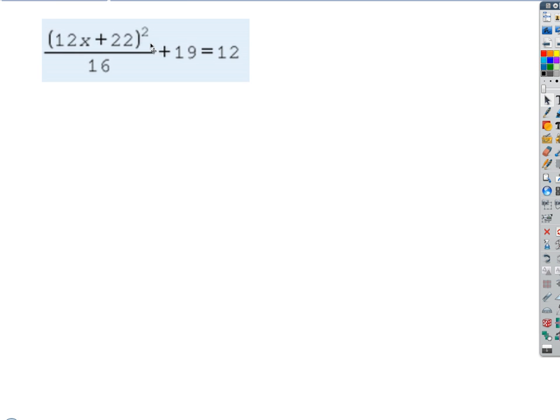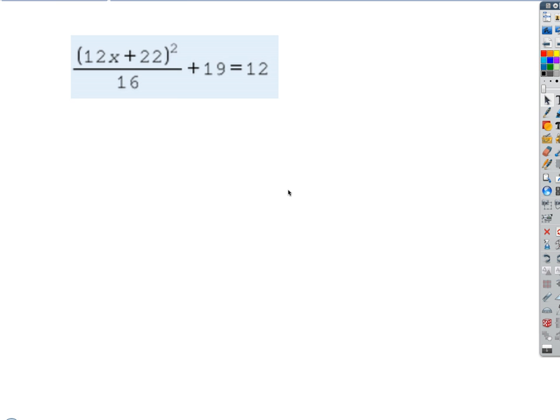Okay, what about one like this? What's our strategy for solving this? Minus 12. Yes, we're going to isolate x, aren't we? Single x, so all we have to do is isolate x. What are the steps in order to get the x by itself? First we subtract 19, then we multiply by 16, then we square root, then we subtract 22, then we divide by 12, right? Make sense? Yay or nay?